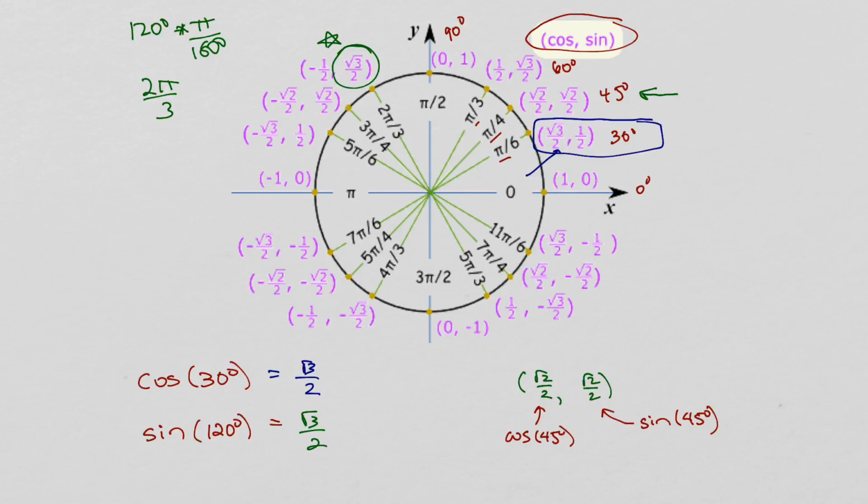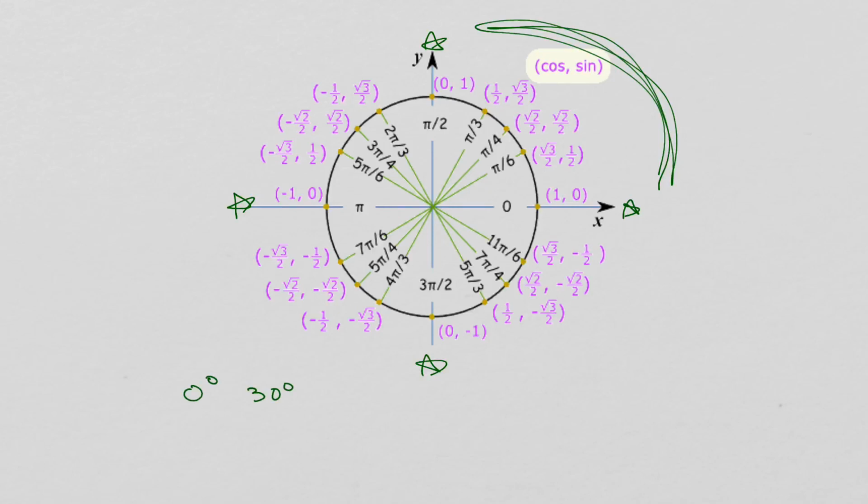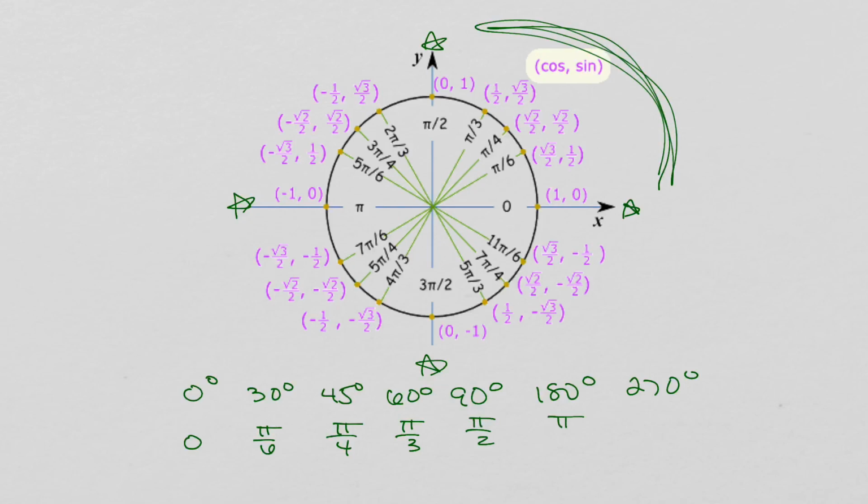So let's go back to this unit circle. If you remember, the ones that I want you to know are all of these right here in the first quadrant, and then the values that are also on the axes right here. So basically know all the ones for 0 degrees, 30 degrees, 45 degrees, 60 degrees, 90, 180, and 270. And in terms of radians, that's 0 radians, pi over 6, pi over 4, pi over 3, pi over 2, pi, and 3 pi over 2.